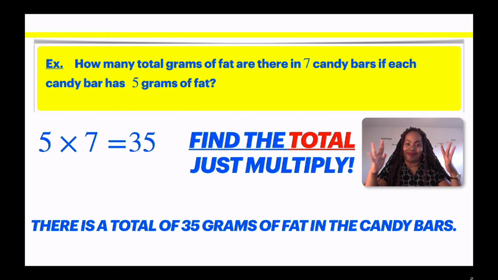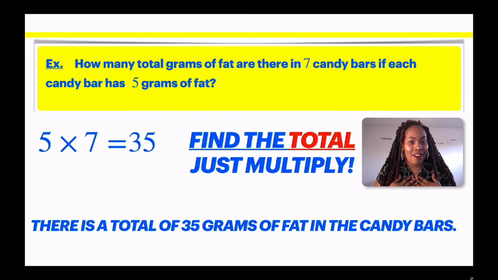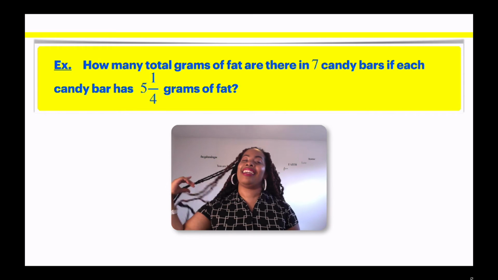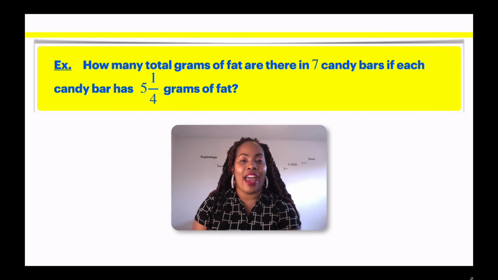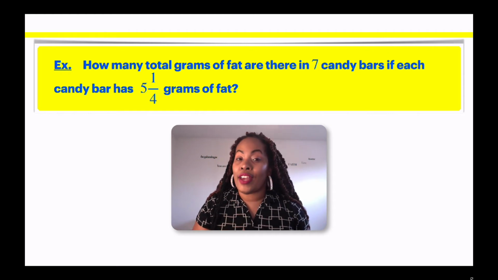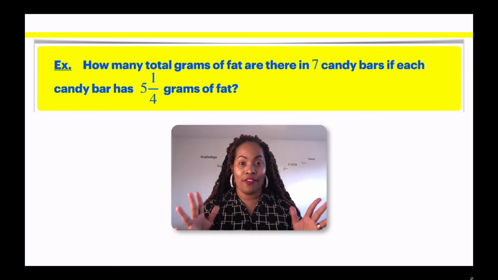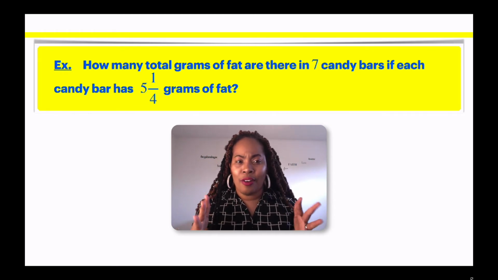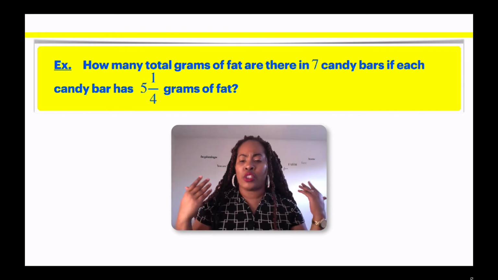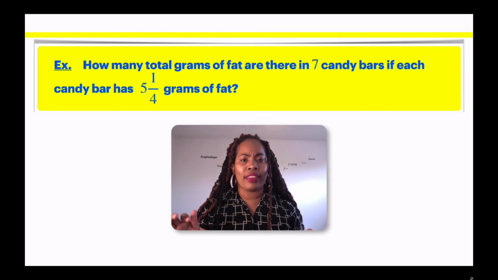Great work. But I think you're on to me now, right? You know what we're about to do next. Same question, new numbers. Let's try it again, because you can multiply anything times anything. How many total grams of fat are there in 7 candy bars if each candy bar has 5 1/4 grams of fat? Now we know we're trying to add that same thing again, but we're not going to add, right? We're just going to go straight into the multiplication. What would that look like?